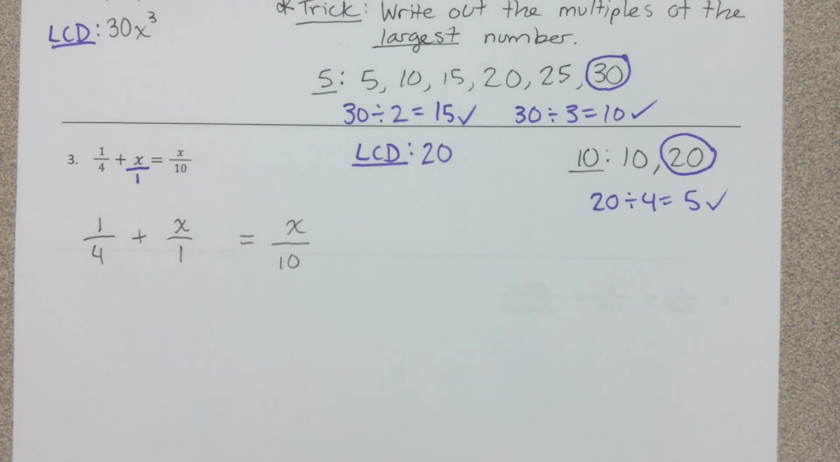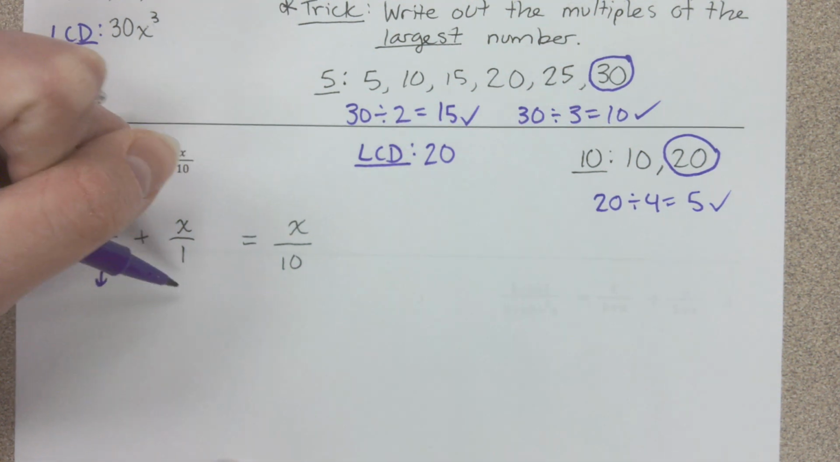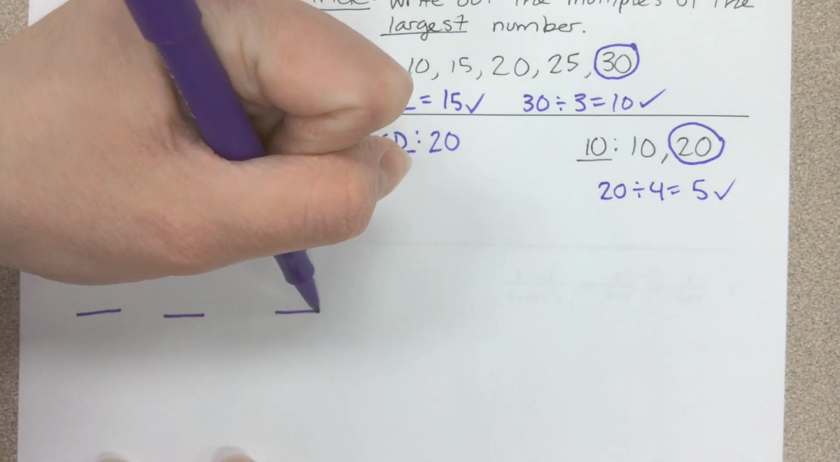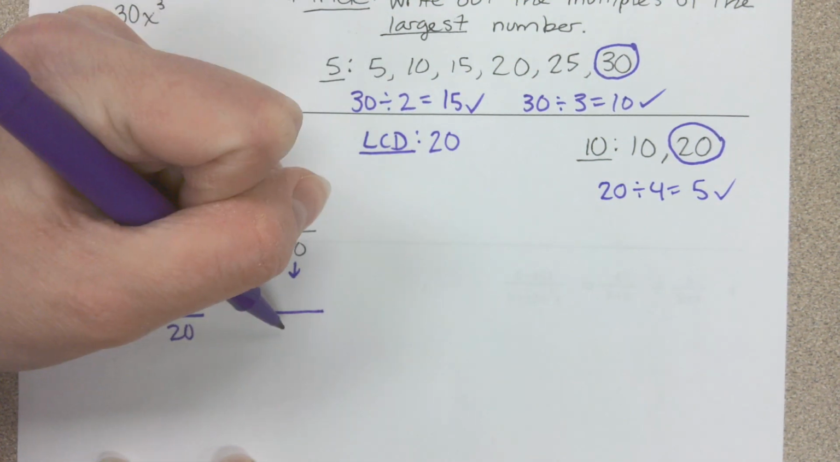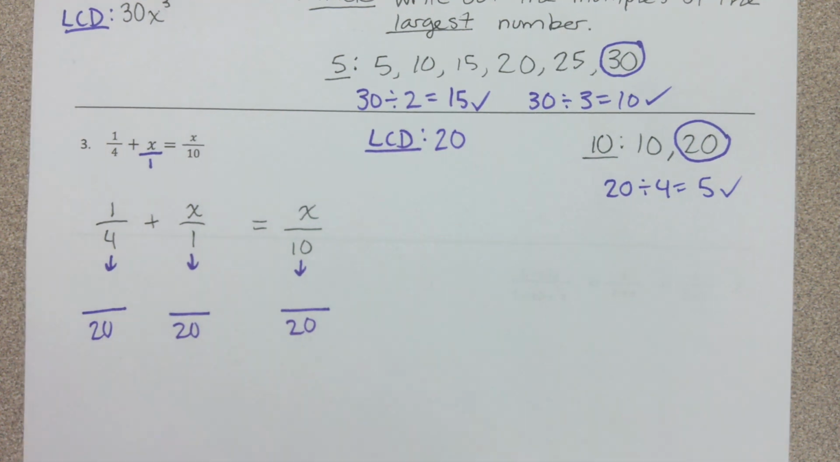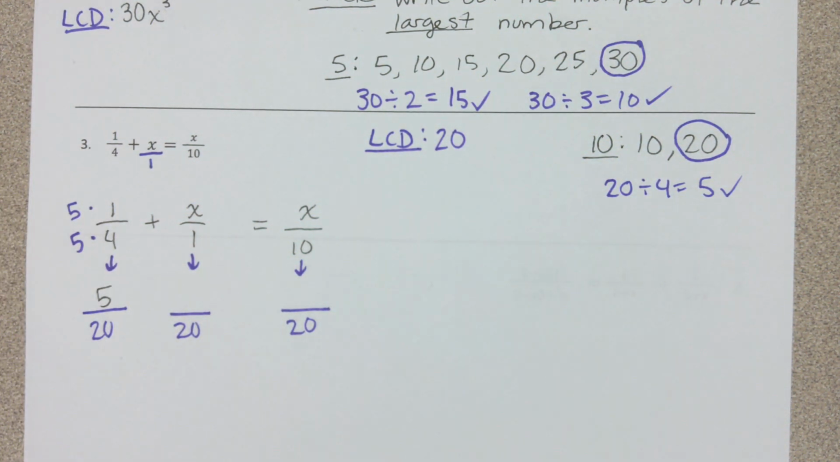Now that I found my LCD, I'm going to transform all 3 of these fractions. I'll write out my goal fractions first. So we want all of these to be 20. And let's figure out what we need to do to change all 3 of these. First fraction, 1 over 4. We need to do 4 times 5 to get 20. So times 5 on the top. 1 times 5, this is now 5 over 20 for the first fraction.